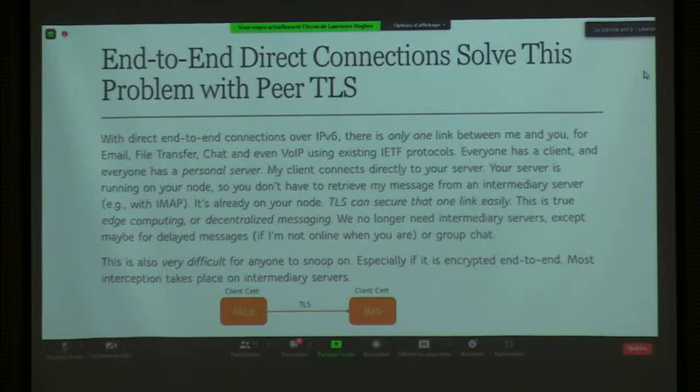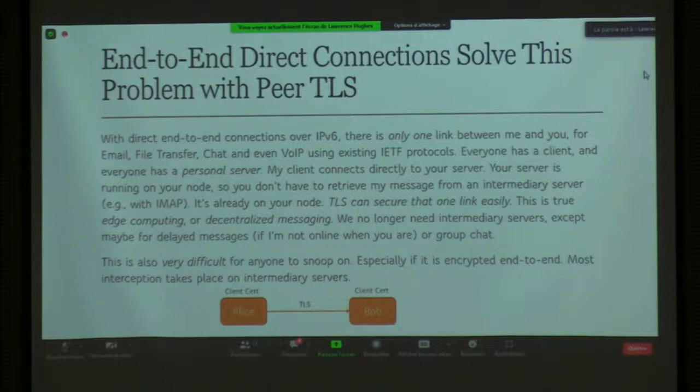This is true edge computing or decentralized messaging. We no longer need intermediary servers except maybe for delayed messages. For instance, if I'm not online when you are, or for group chat. If I have 25 people exchanging chats or whatever, that's not really amenable to this kind of mode, but you could in theory deploy one centralized server that everybody connects to just for group messaging.